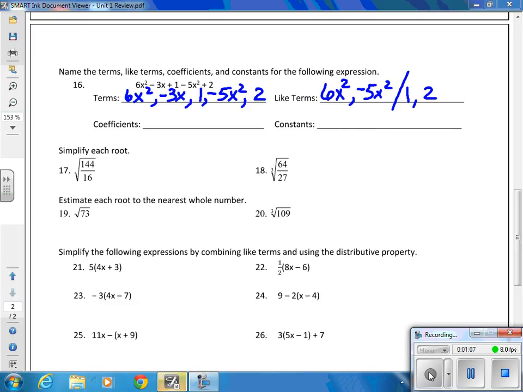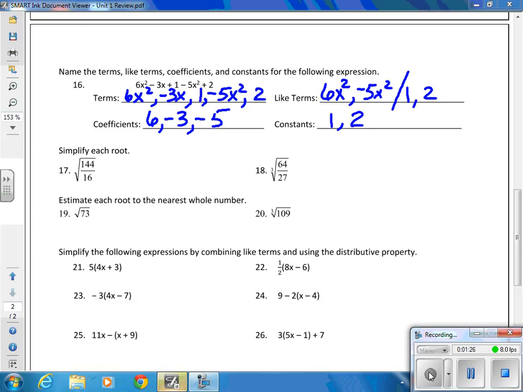Coefficients are your numbers sitting in front of variables, so find all your letters and the number directly in front of them are your coefficients. So 6 is a coefficient, negative 3, and negative 5. Okay. Your constants are the numbers with no variables at all. So in our case, this would be the numbers 1 and 2.